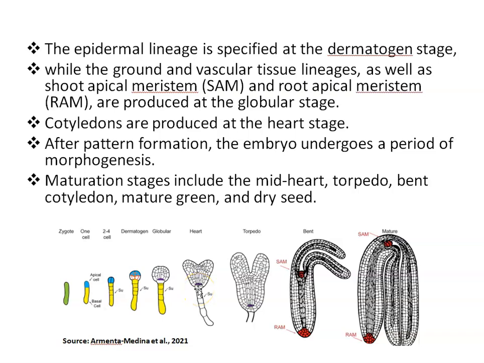After pattern formation, the embryo undergoes a period of morphogenesis, where growth of the organs that were established by the heart stage leads to an embryo with fully organized shoot apical meristem, root apical meristem, hypocotyl, and elongated cotyledon. So this is the bent stage, and this is the mature stage of the embryo. The maturation stages include the mid-heart, torpedo stage, bent cotyledon stage, mature green embryo stage, and dry seed.